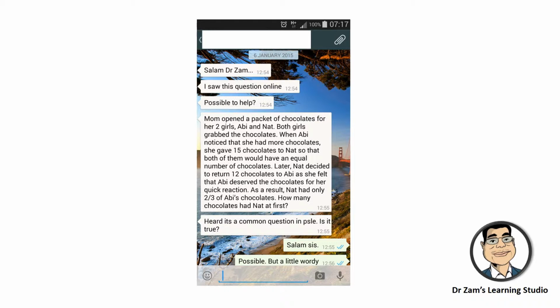She saw a word problem online, a problem sum, a question online, and she wanted help from me. So I've been answering questions for parents or even students on a wide range of topics for different subjects. In particular, this parent messaged me a word problem, and she was asking me whether it's a common question in PSLE, and she asked, "Is it true?" Well, it is true to a certain extent that the question she messaged me was a common question in PSLE.